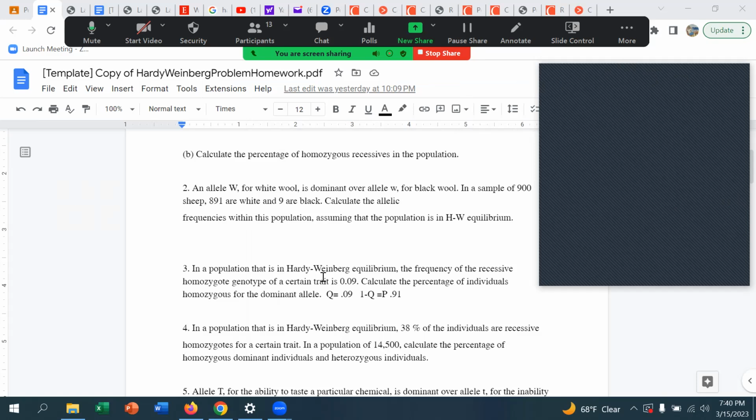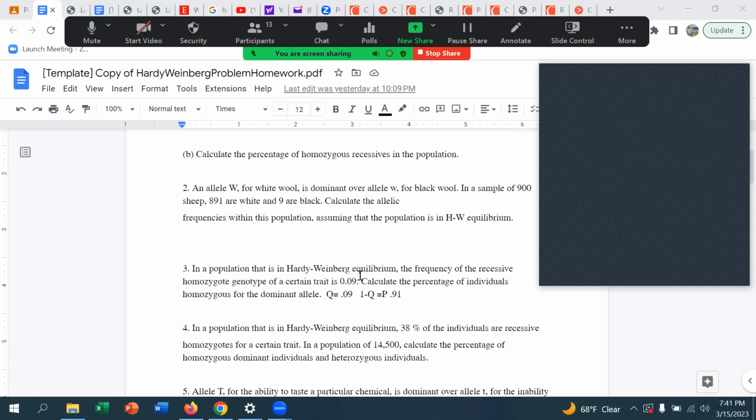All right, number 3: in a population that is in Hardy-Weinberg equilibrium, the frequency of the recessive homozygous genotype for a certain trait is 0.09. So what are they saying? The frequency of the recessive homozygous genotype, so this is q squared. Calculate the percentage of homozygous dominant individuals. So we want to know how many homozygous dominant there are. That means p squared, okay?